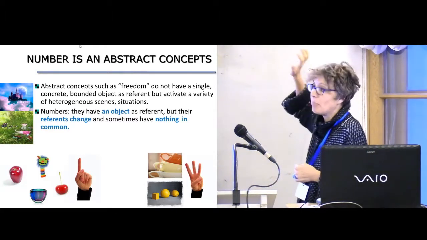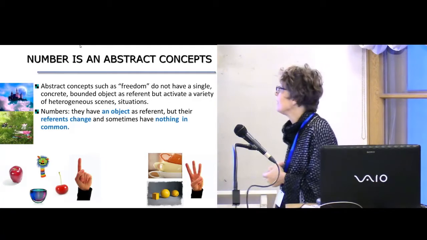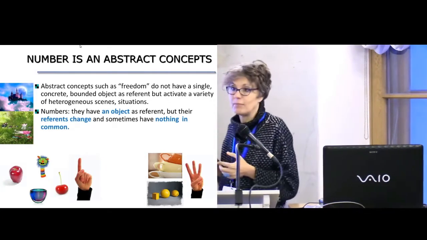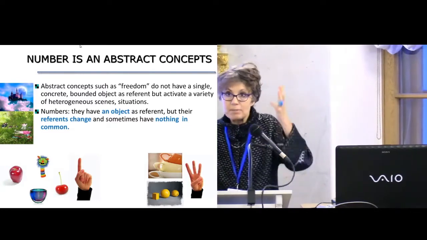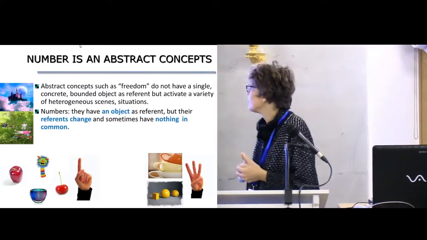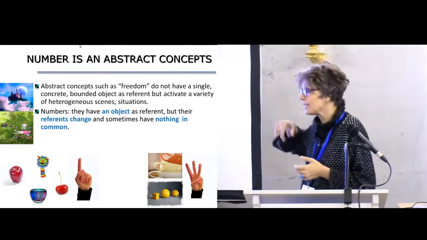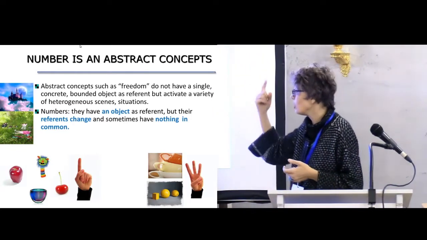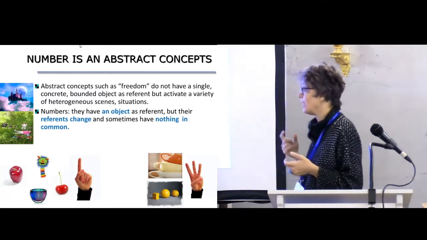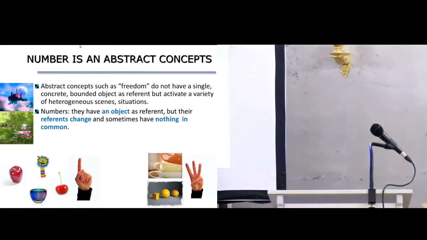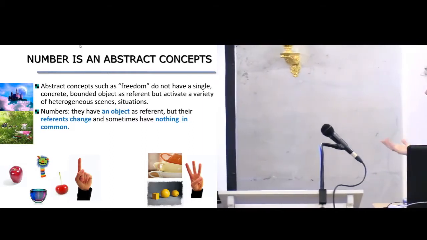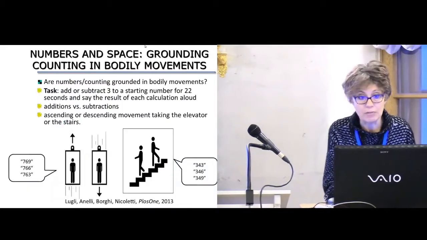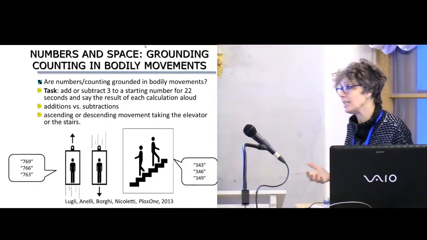So, number is a very special abstract concept because differently from freedom, it doesn't collapse a variety of experiences, and it has an object as a reference, but the reference can change. So we can have one cherry versus one apple versus one glass, and these references have nothing in common. But still, there is a lot of evidence showing that numbers are grounded in the sensory motor system.